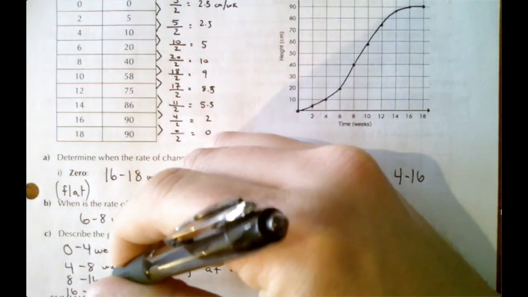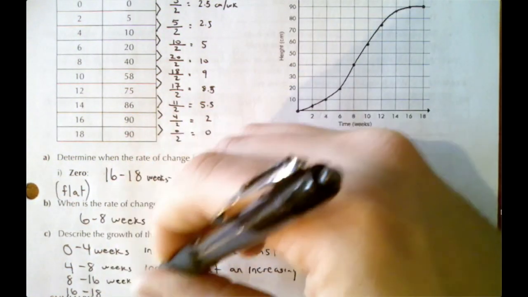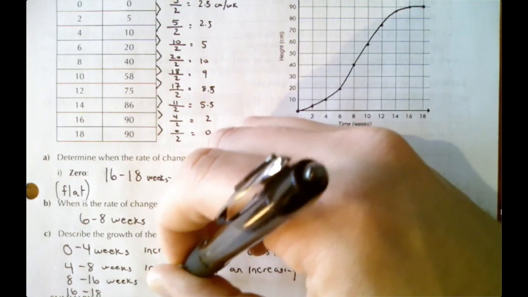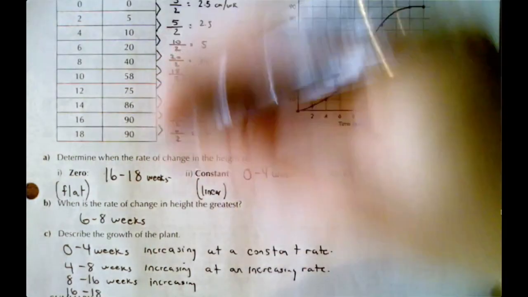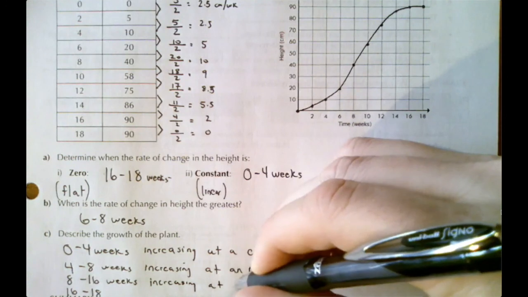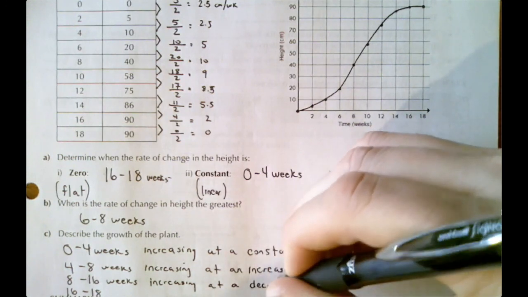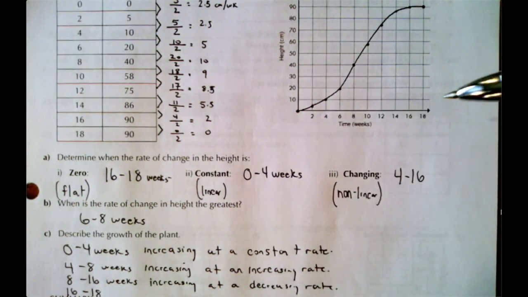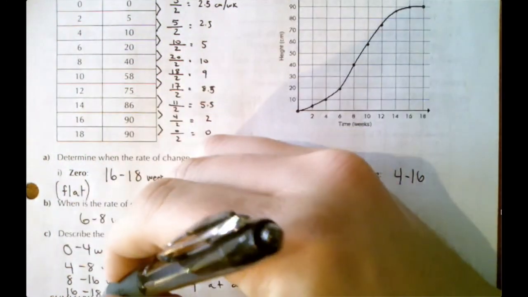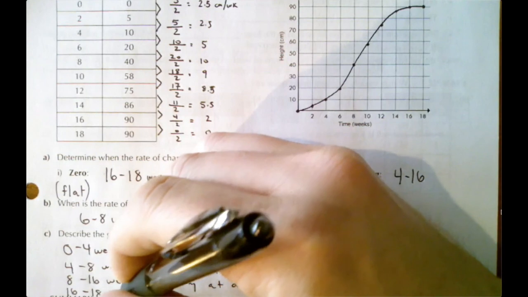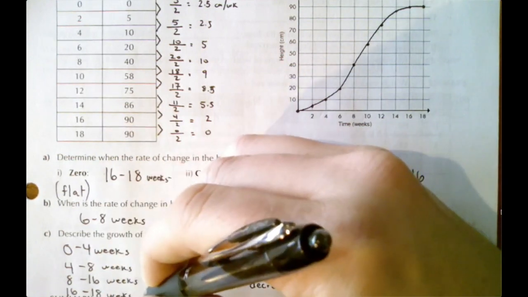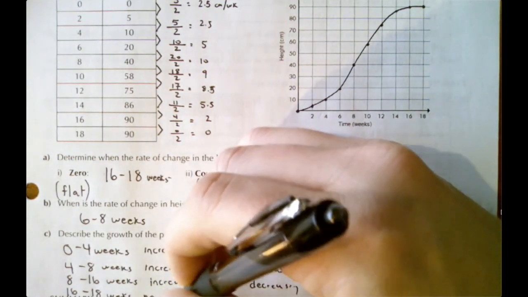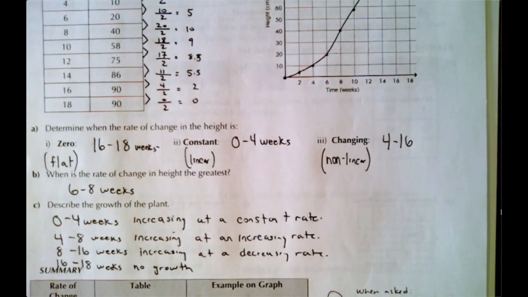In the middle here, 8 to 16, we're still increasing because the numbers are getting bigger, the plant's getting bigger, but we start to slow down. Decreasing rate. And from week 16 to 18, no growth. That's because we've kind of reached the maximum height of the plant.